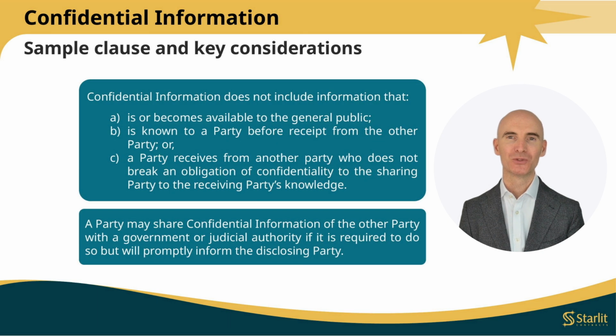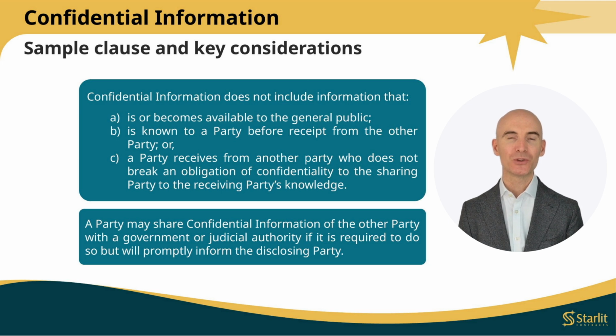The clause continues. Confidential information does not include information that A is or becomes available to the general public, B is known to a party before receipt from the other party, or C, a party receives from another party who does not break an obligation of confidentiality to the sharing party to the receiving party's knowledge. It's typical to see A, B, and C in a contract as exceptions to when the obligation of confidentiality would apply. In other words, if you share confidential information with me, but then A, B, or C applies, then I'd be able to use that information in the way that I want.